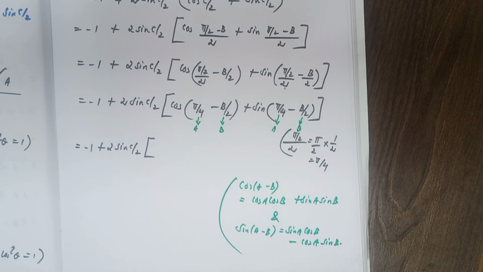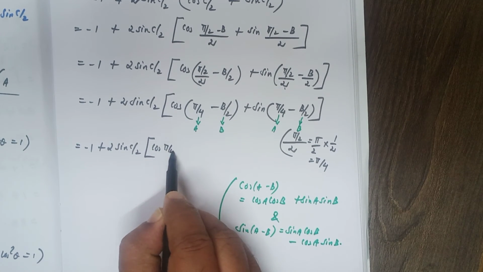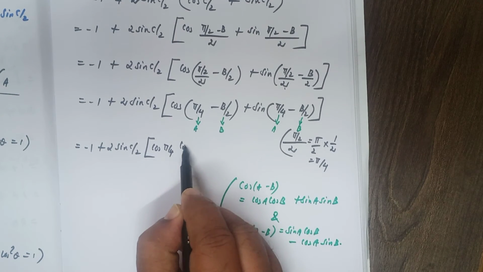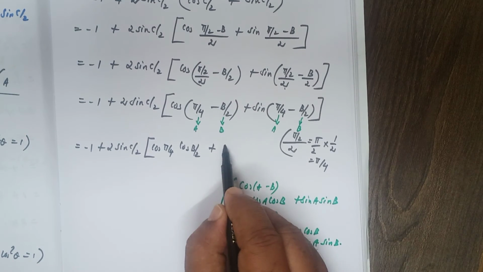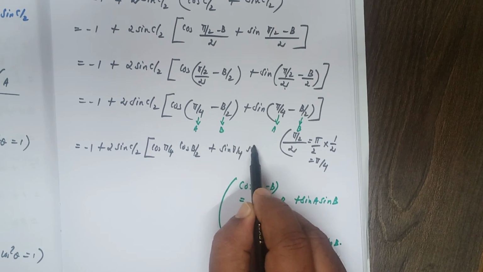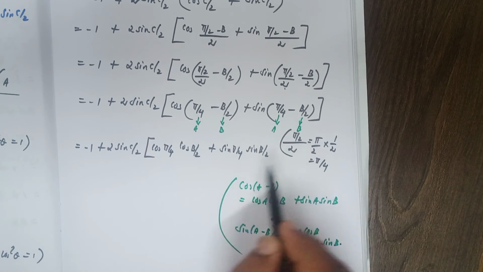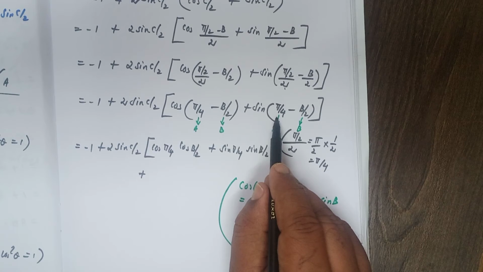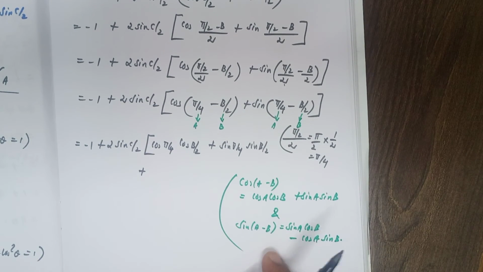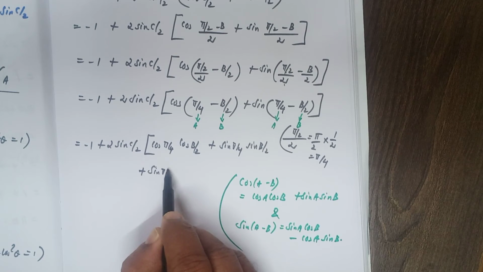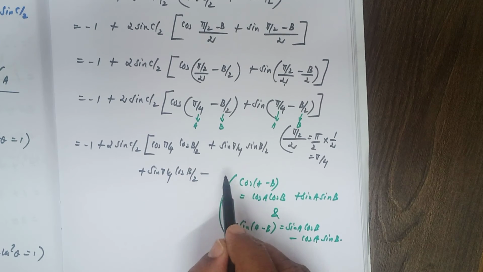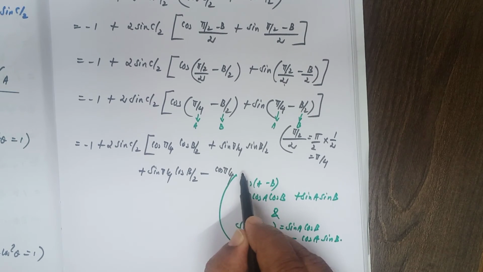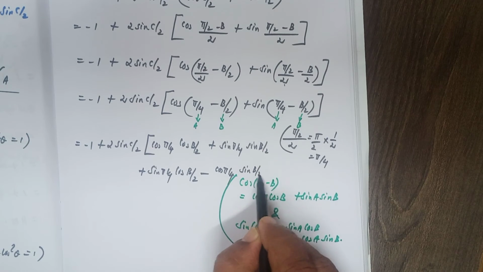Here also. Now cos a cos b, cos a instead of a is pi by 4 into cos b as b by 2, plus sin a sin b, that is sin pi by 4 into sin b by 2, plus here in the sin of a minus b formula, it is sin a cos b, that is sin pi by 4 into cos b as b by 2, minus cos pi by 4 into sin b by 2, close the bracket.